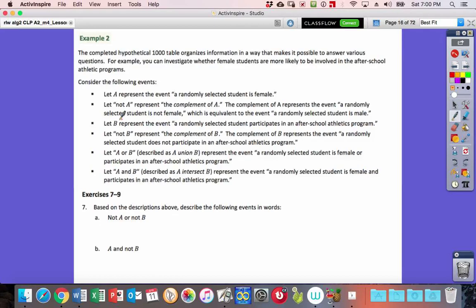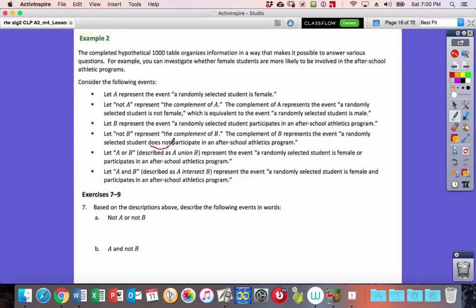We're going to say B represents the event a randomly selected student participates in after-school athletics. And not B is going to be the complement of B. If B represents someone that does participate, then not B is someone that does not participate.